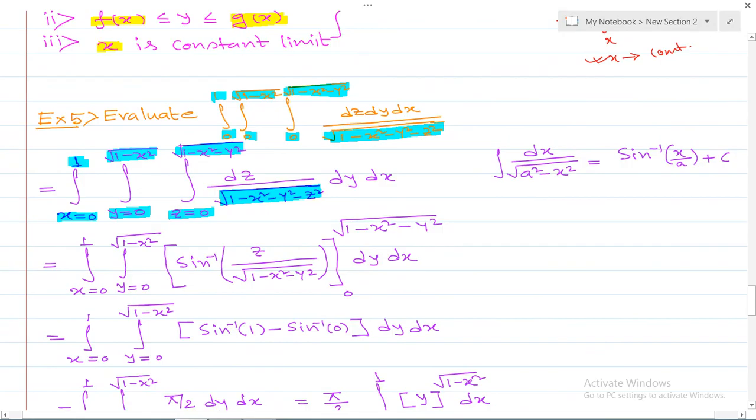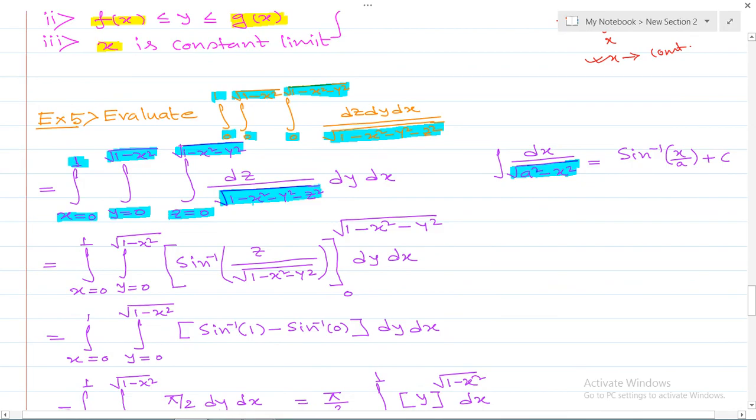Don't be afraid of such a big integration, it is quite easy to do, because whenever we are doing the integration with respect to z, x, y, 1 all will be treated as constant. So it is following the structure of the integration of dx upon root over of a square minus x square. So what is the integration formula for this? This is sine inverse of x upon a plus c. So what is a square here? A square is your 1 minus x square minus y square.